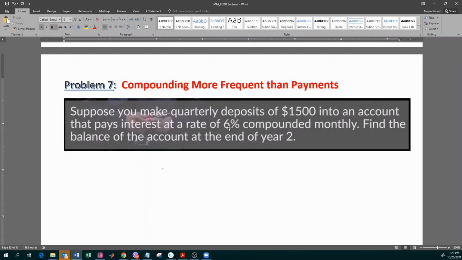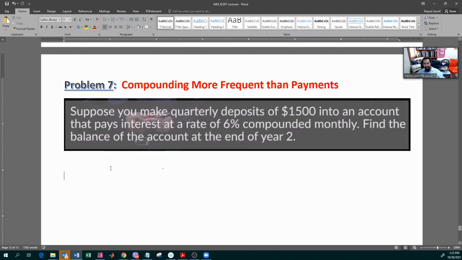All right. Firstly, let's break the question down into pieces. What we have is you are making quarterly deposits of 1,500, right? But the compounding period is done monthly. So what do we need to do over here?